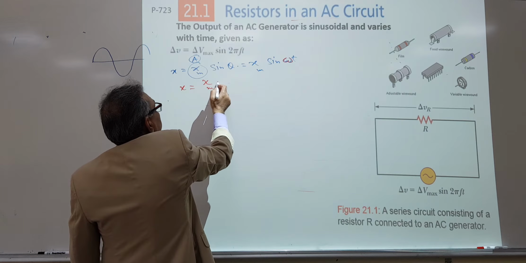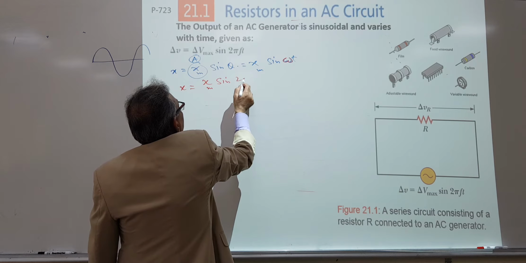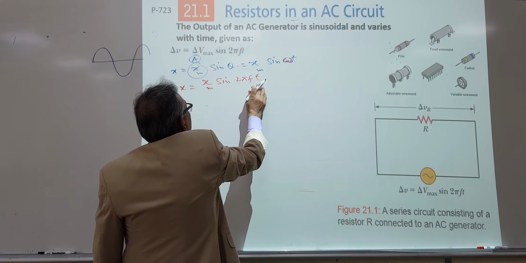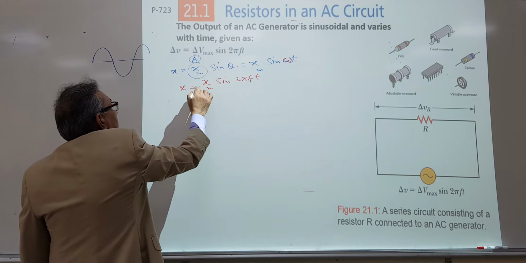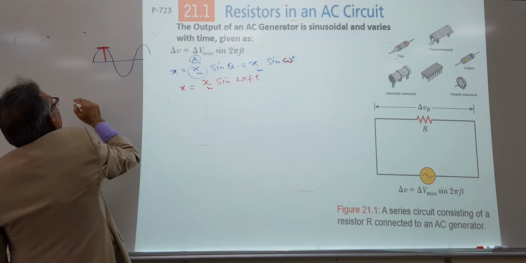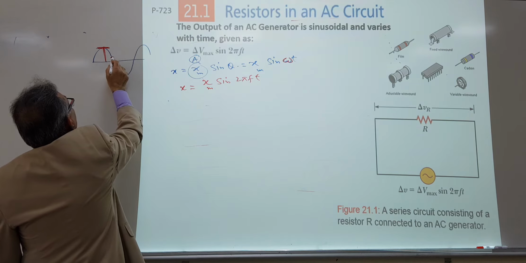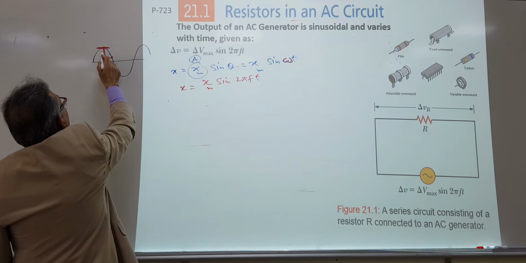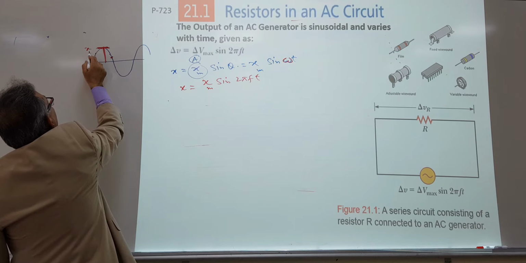And in case of waves and vibrations, chapter 13, you remember, sine of omega t is equal to 2 pi f t. T is the time, f is the frequency. This is the maximum value, and x is the instantaneous value at any time. For example, here, this is the maximum x from the equilibrium position.